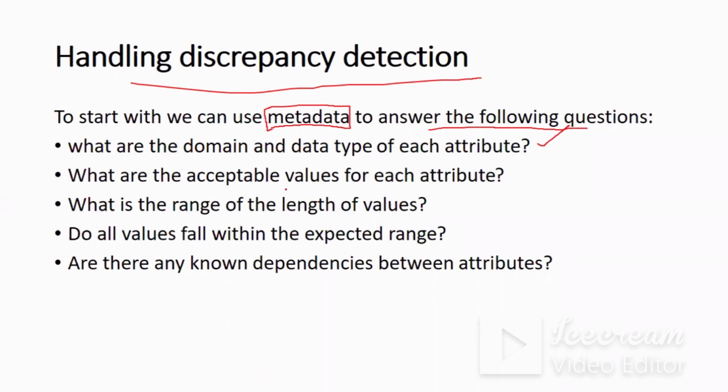What are acceptable values for each attribute? We are going to decide what acceptable values are possible for each attribute. Depending on the acceptable values, we are going to try to eliminate the discrepancies, or rather detect the discrepancies.